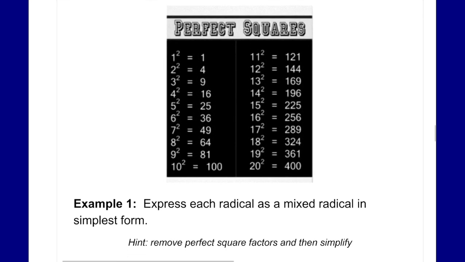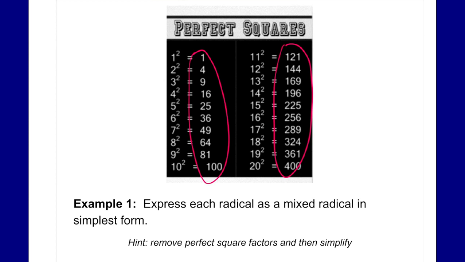In order to do that, we need to be familiar with our perfect squares. It's not necessary, but it definitely is helpful. Actually, I'm not going to say it's not necessary. It is necessary. It's not necessary that you memorize them, but it is going to be very helpful, because these are the factors that you're trying to look for when you simplify radicals. So it's very important that you know at least what perfect squares are, because you are going to be looking for them.